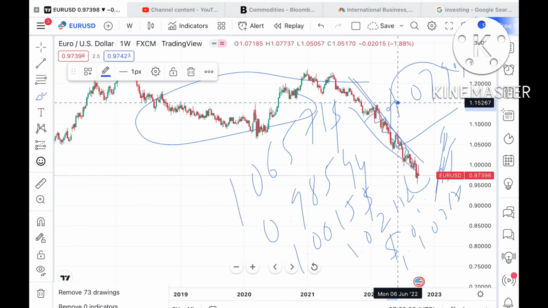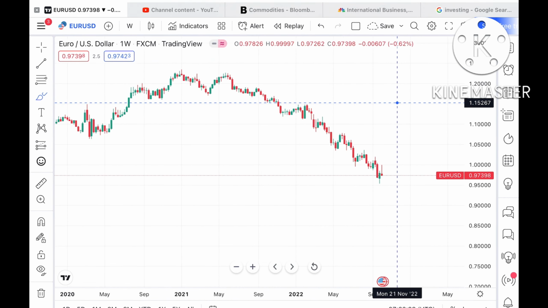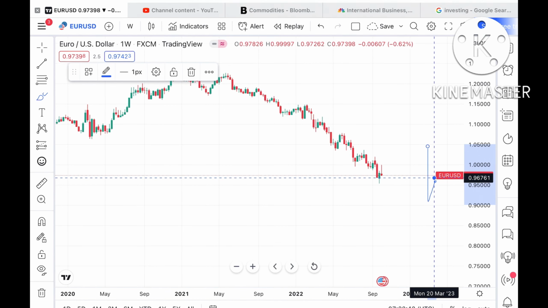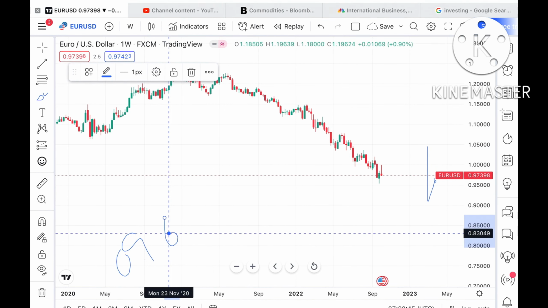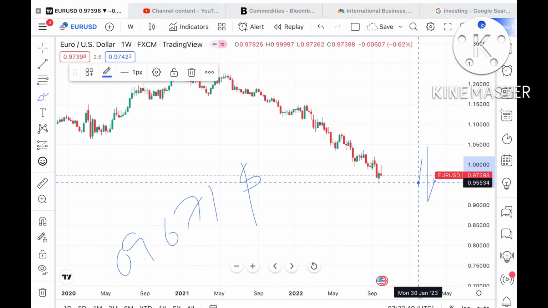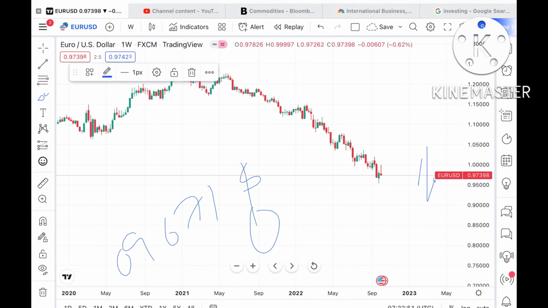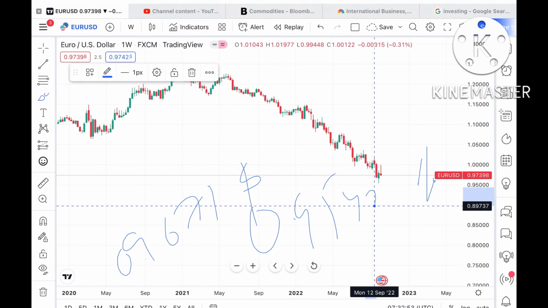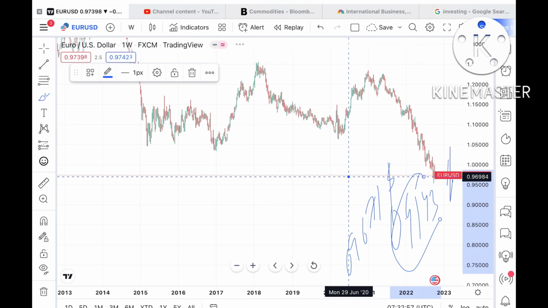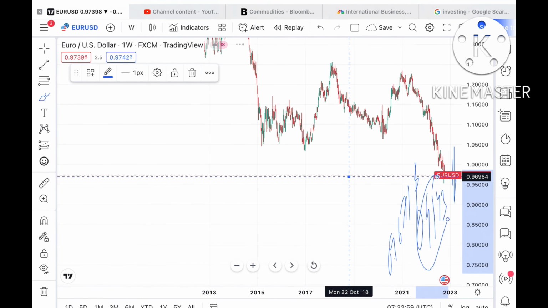But if this level doesn't sustain for Euro USD, then there is a higher probability that it can move further low towards a level of $0.9671, and from there it can touch its strong support at a level of $0.9543.